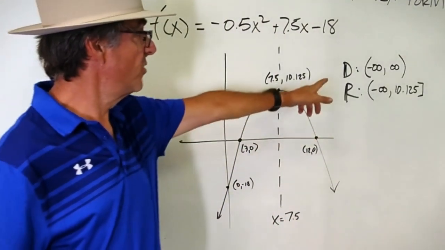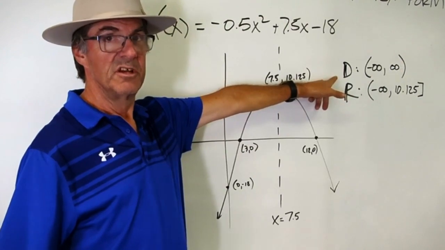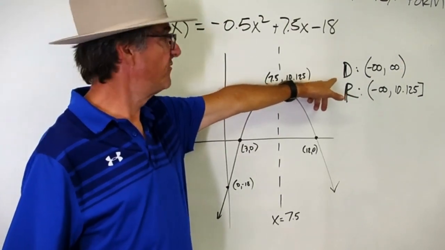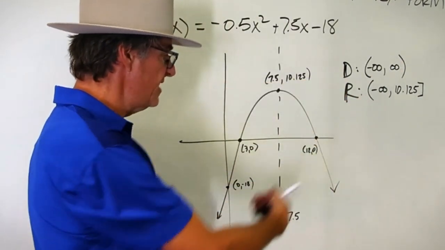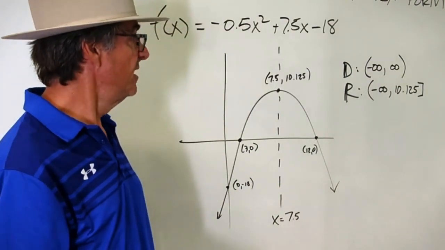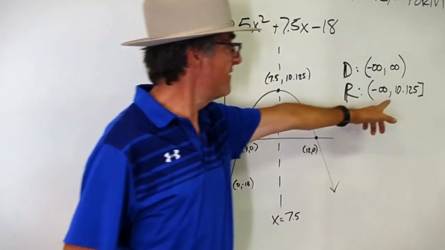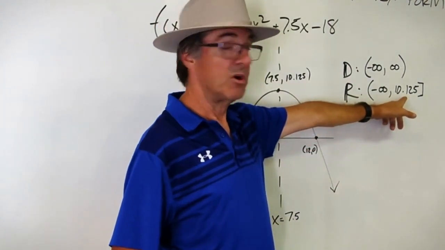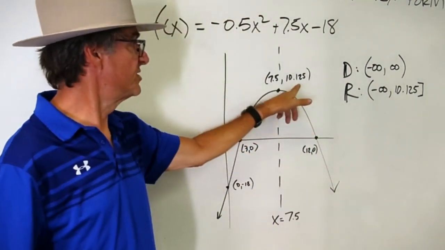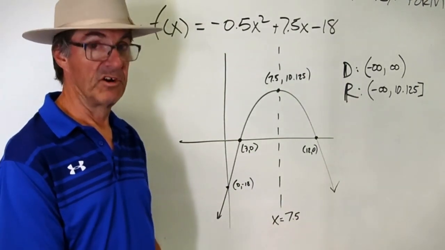Okay, I get my domain without restriction. We can go negative to positive infinity with my x values, and you can see that pretty much right there with my parabola. My range, certainly I can go down to negative infinity, but I'm never going to get higher than my maximum, which is 10.125, which is the y-coordinate of my vertex.